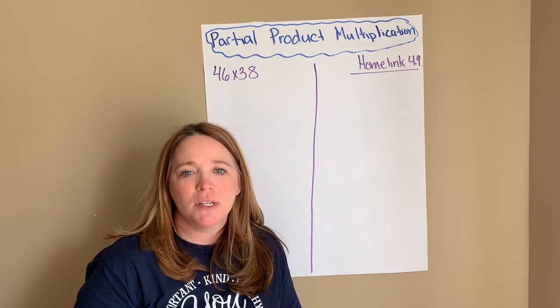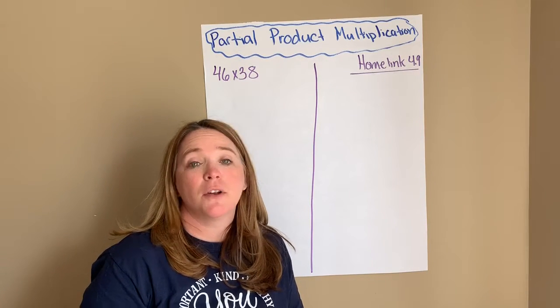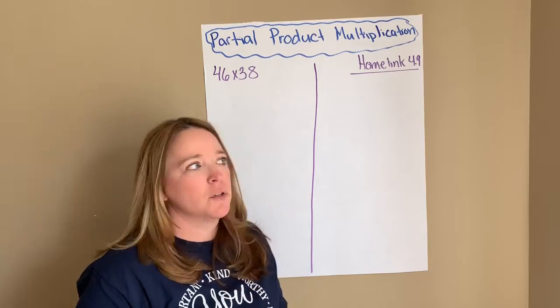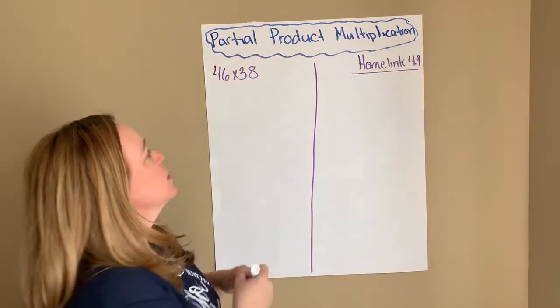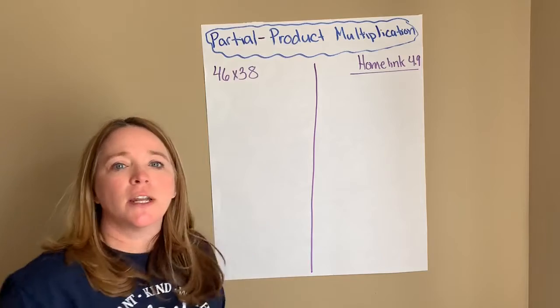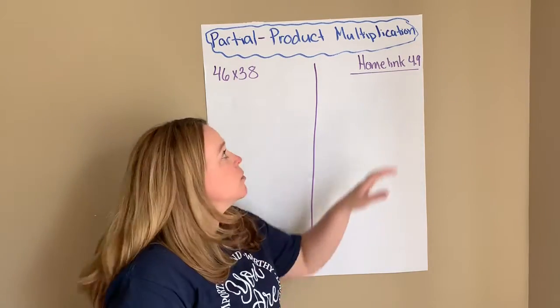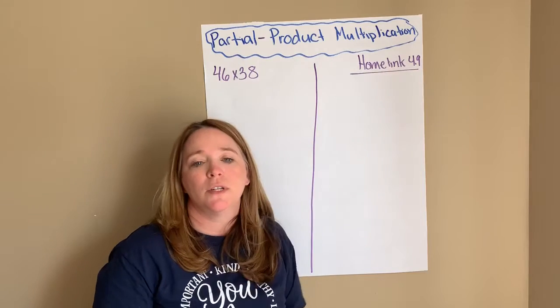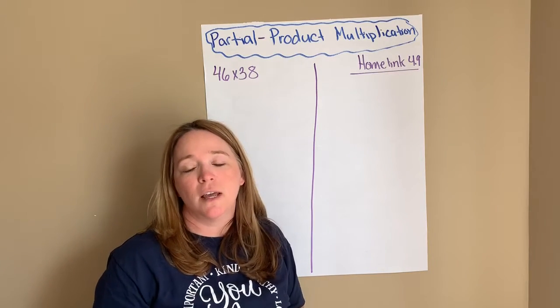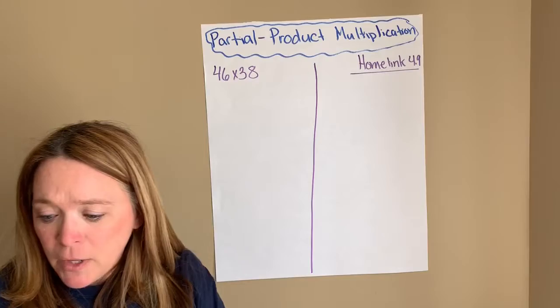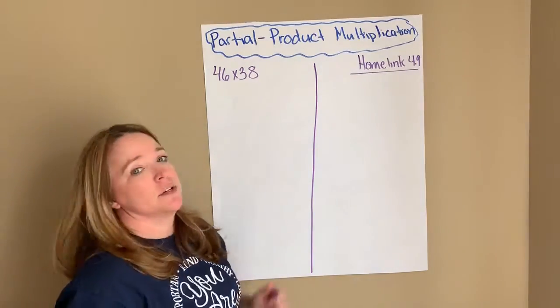Hi boys and girls, I'm just going to get you started on your homework if you're having a hard time after watching the video on partial product multiplication. So I'm just going to take you step by step, and this is for number 1. It's on Homelink 4.9, which is under the Math 2 tablet. So the problem is 46 times 38.